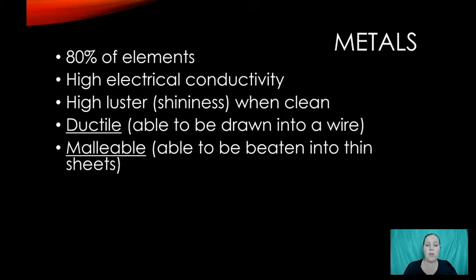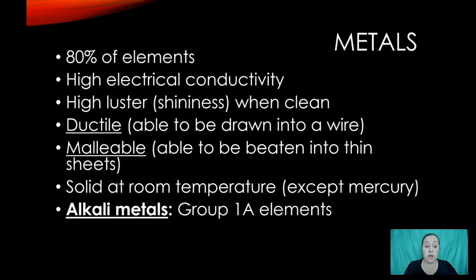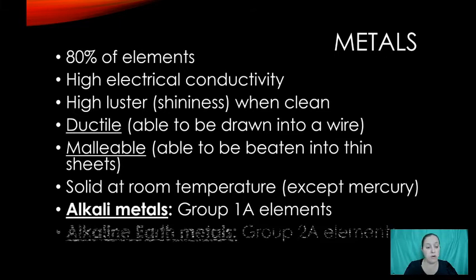They're malleable. They can be pounded into very thin sheets. Think about siding on buildings. Think about cars that were made out of metals. Think about just simply aluminum foil. Those are examples of metals that have been pounded into sheets, okay? And then also they are solid at room temperature with the exception of mercury.